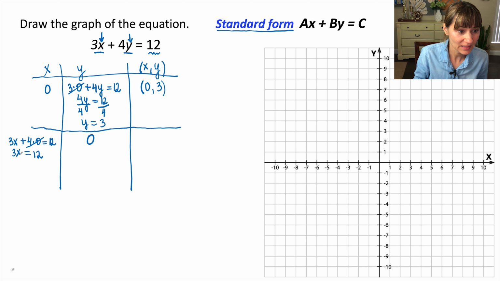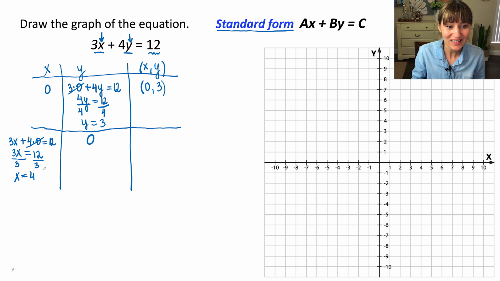Now to find x, we will divide both sides by 3. So 3x divided by 3 will be x, and on the other side, 12 divided by 3 is 4. Very good. So we found another point. Let's write it down. Start with x. The x-coordinate is 4, the y-coordinate is 0.